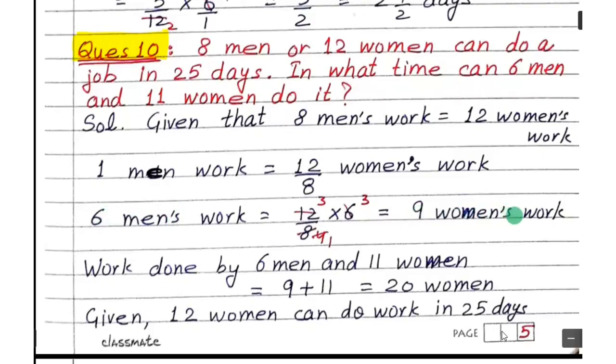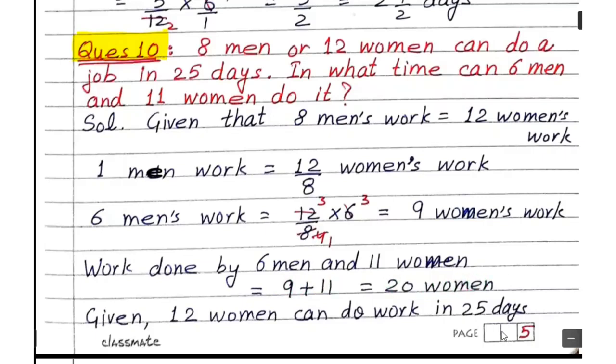And what was given? 8 men's work was equal to 12 women's work. Right, children? Now, in the question, we need to find 6 men's work and 11 women's work. We have just got 6 men's work is equal to 9 women's work, right? So, instead of 6 men, we will write 9 women. So, 6 men is 9 women and 11 as it is. So, 9 plus 11, that is 20 women's work, right?